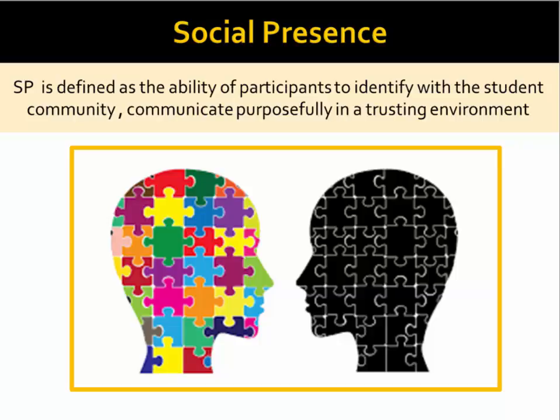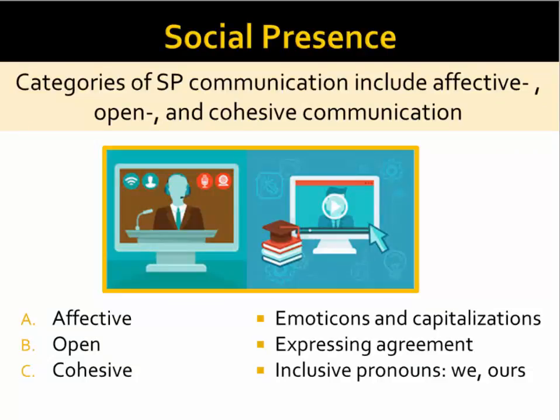There are some categories of social presence which have been suggestive of improving the interactions. These are known as effective communication, open communication, and cohesive. An example of effective communication is the use of emoticons and capitalization. They help us in stressing upon certain ideas or thoughts and raising the significance of these in our text chat or communication.